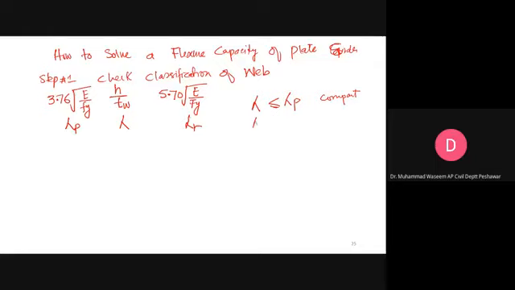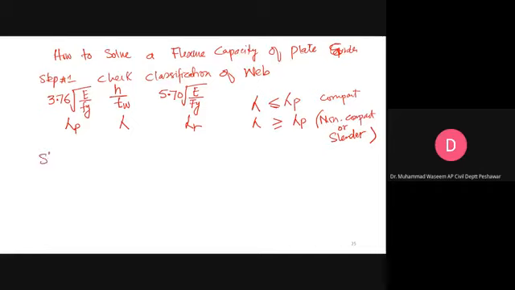Okay. If lambda is greater than lambda p, it will be either non-compact or slender.